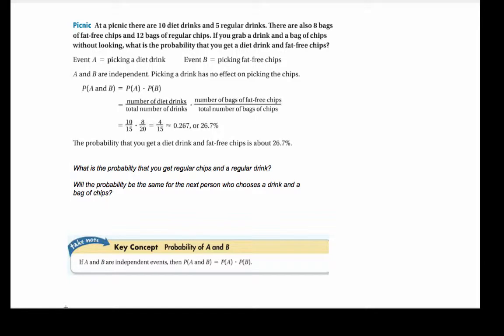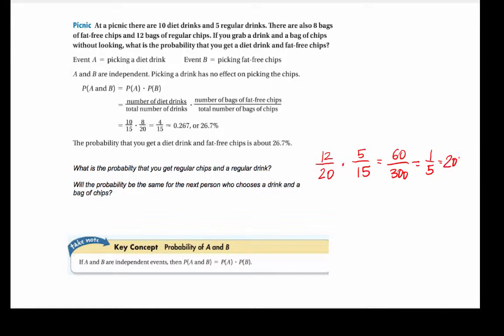And what is the probability that you get regular chips and a regular drink? Well, how many regular chips are there? And how many regular drinks are there? There are 12 bags of regular chips out of 20 total bags of chips, and there are 5 regular drinks out of 15 total drinks. If we multiply those two together, we get 60 over 300, and that fraction reduces down to 1/5, which is 20%.